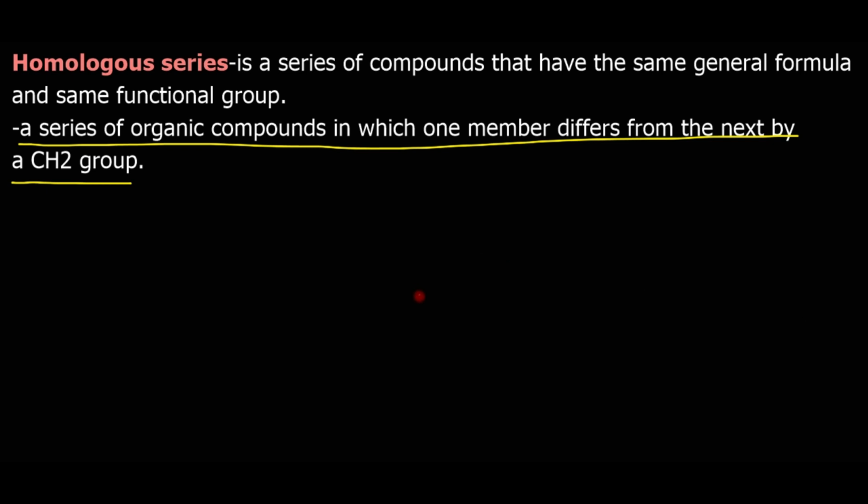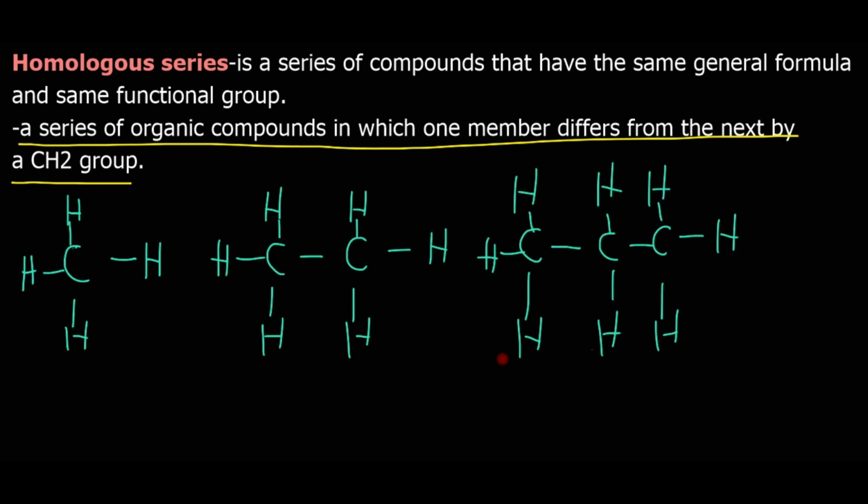A homologous series is a series of organic compounds in which one member differs from the next by a CH2 group. Let's say, for example, look at these compounds. These compounds all fall under alkanes, but I want you to notice that there is a pattern. That is why it says it is a series. It means it is a sequence.